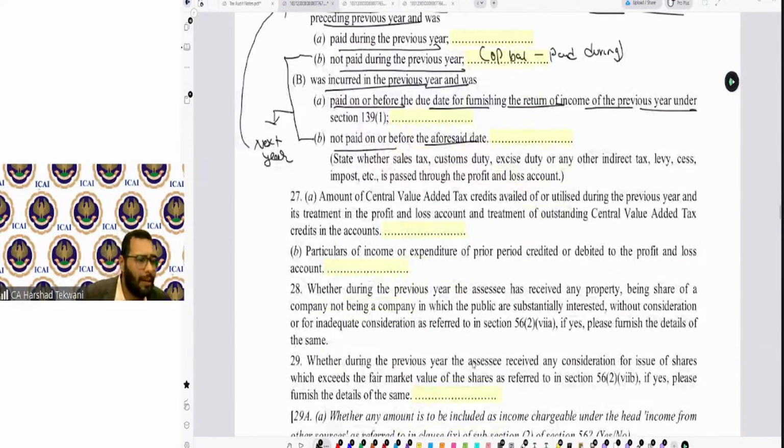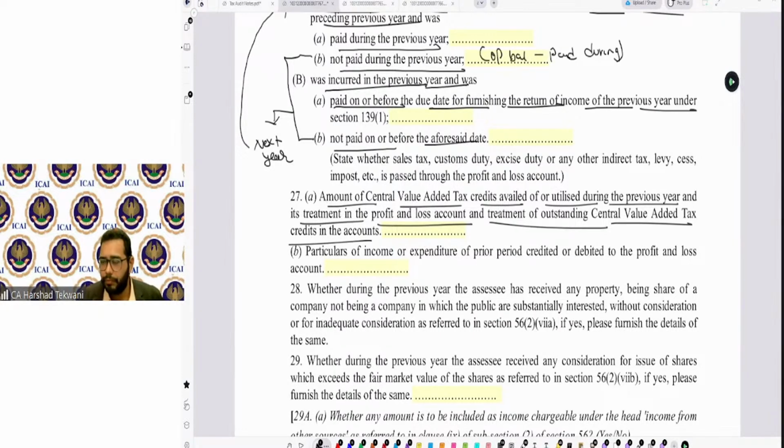Then clause 27 talks about the amount of CENVAT credit availed or utilized during the previous year and its treatment in the profit and loss account, and the treatment of outstanding CENVAT credits in the account. Now here, when we are referring to CENVAT credit, we are referring to CENVAT credit and GST availed and utilized should be reported. So this is including GST credit.